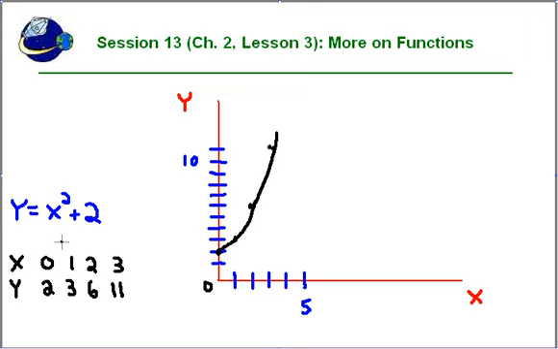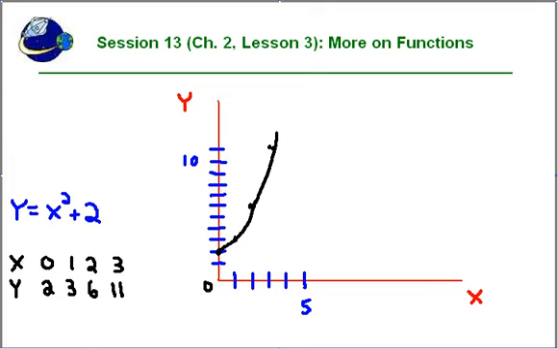And just as a hint, when you have a function or a formula like this, and you have x raised to a second power, you're going to have a curve. When x is just raised to the first power and there's nothing else other than constant numbers that are not variables, you're going to be getting a straight line. So here's the graph of the function y equals x squared plus 2.